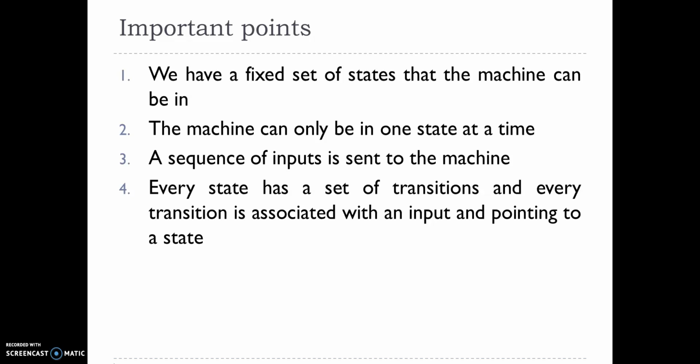Now let's see important points about that. We have a fixed set of states the machine can be in. That is the very first point, which means differentiating states. Then the machine can only be in one state at a time, as I already told you. A sequence of input is sent to the machine. A sequence may be a binary sequence, or any alphabet set. We have to define the input set. Every state has a set of transitions, and every transition is associated with an input and points to a state.